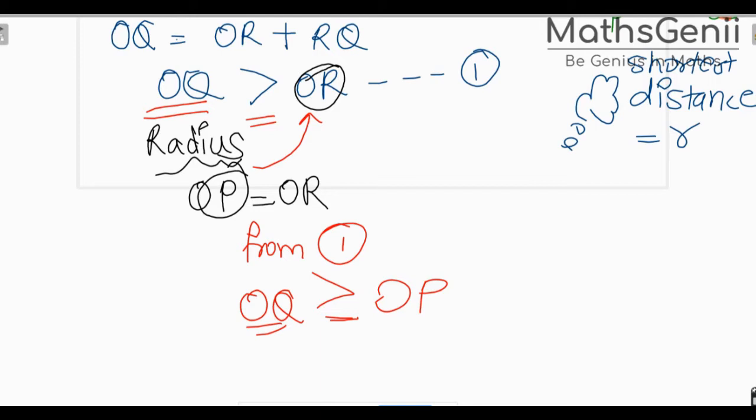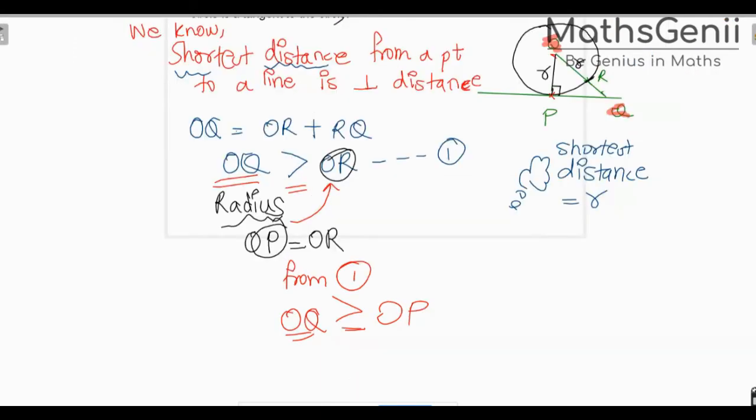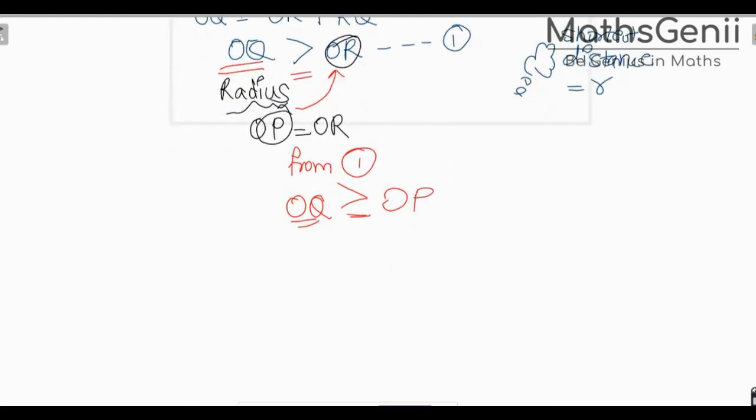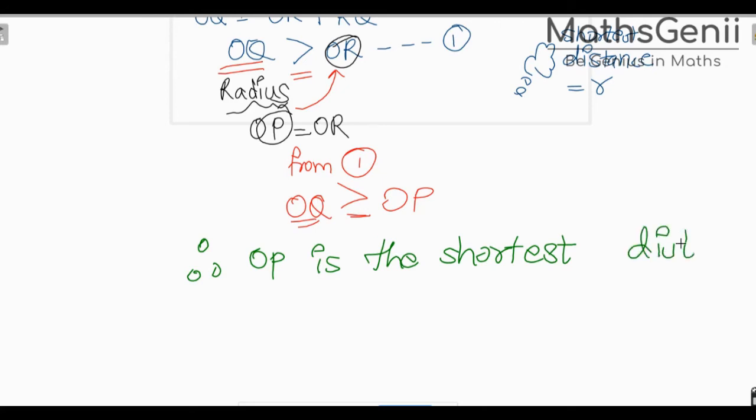Okay. So now you understood OP is the shortest. Therefore, that is what I wanted to prove, right? That OP should be the shortest line. OP is the shortest distance from point O to the tangent. Hence, proved.